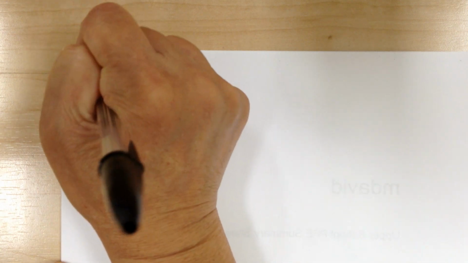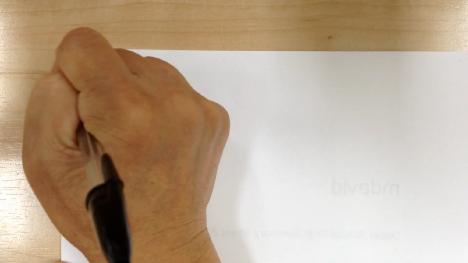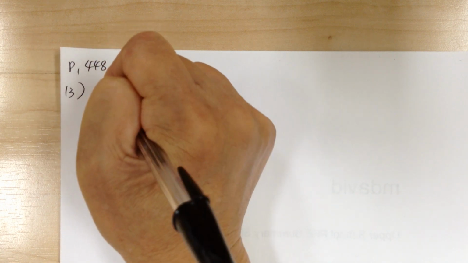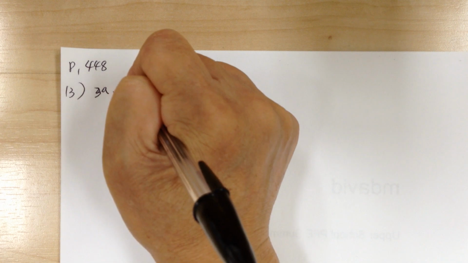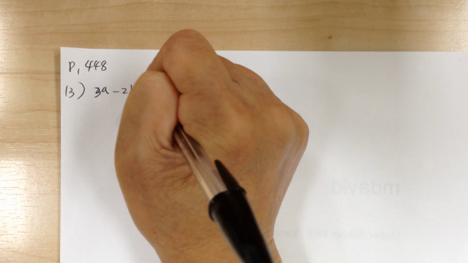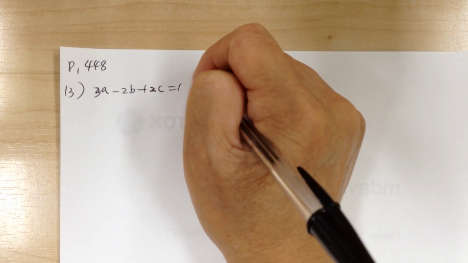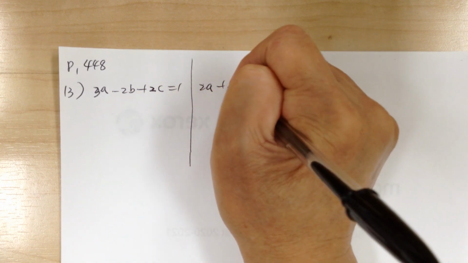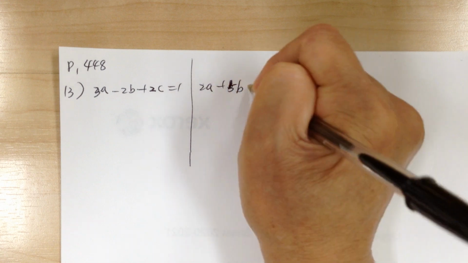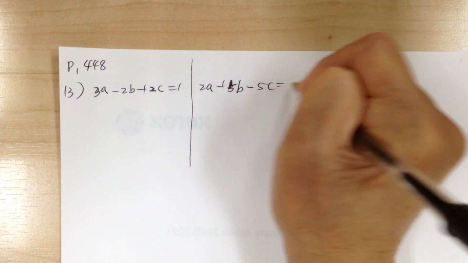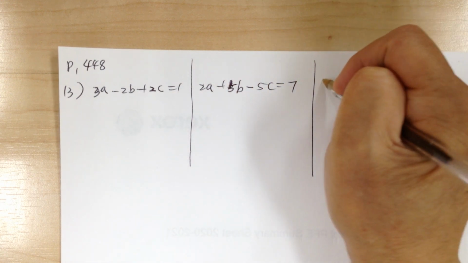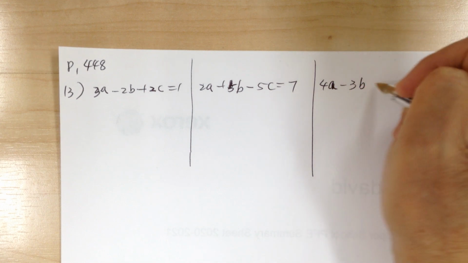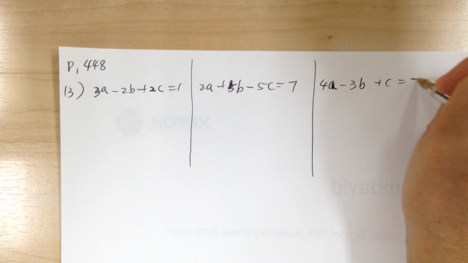Let's go to page 448 and number 13. So you got 3a minus 2b plus 2c equal to 1. And then 2a plus 5b minus 5c equal to 7. You got 4a minus 3b plus c equal to negative 3.